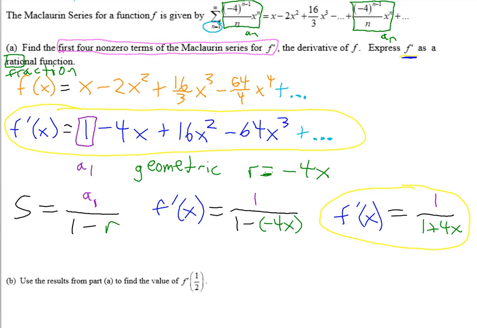And then we can use our result from part A to find the value of f prime of 1/2. So now substitute in 1/2 there. Whereas if you try to do that in the expanded form as a series, that'd be a lot tougher to figure out what it equals. One over 1 plus 4 times 1/2. 4 times 1/2 is 2, so you get 1 over 3. So that's what f prime of 1/2 equals.